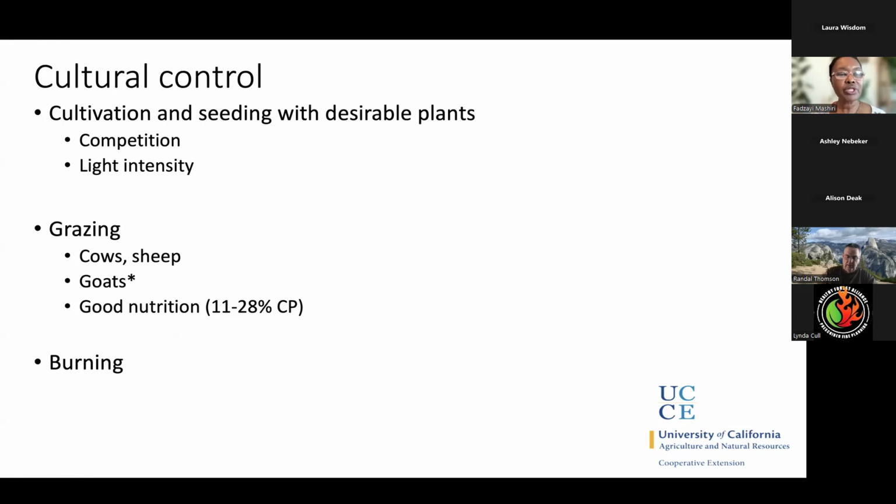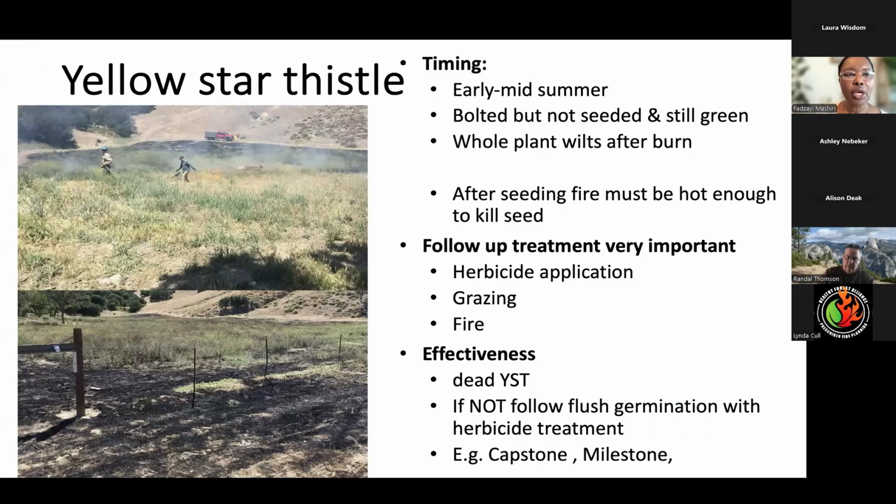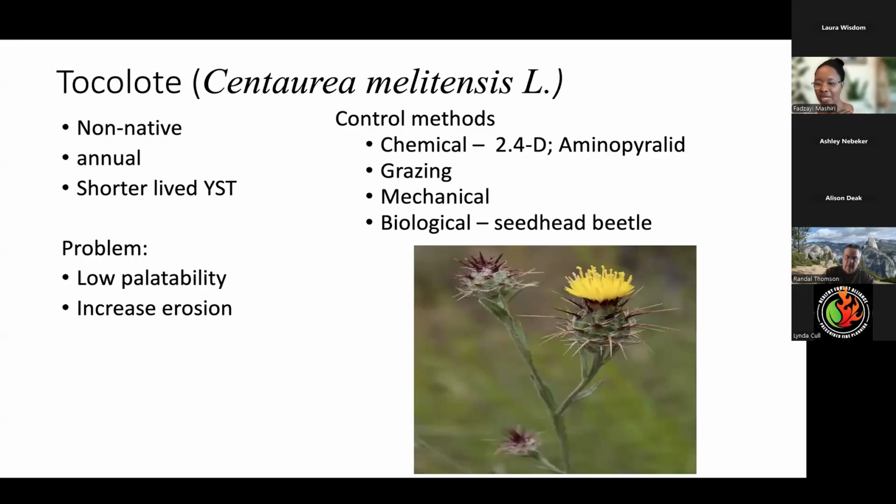And also you can use cows or sheep earlier on in the early phenological stages or growth stages. But goats, actually, you can use them after the plants have seeded. And for the goats, the seeds are very nutritious to them. They are high in nutritional value with crude protein of between 11 and 28. And burning is also another tool that can be used. I'm not going to talk about that because Qwalen is going to talk about burning.